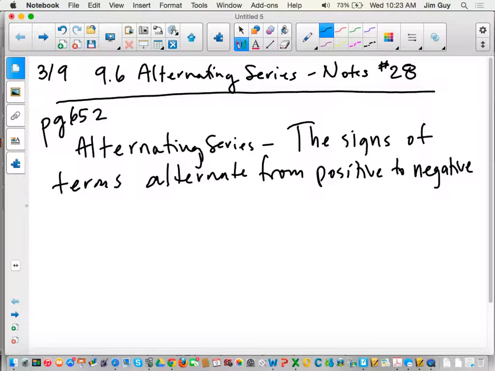Now, they could get a little fancy and go positive, positive, negative, negative, positive, positive, negative, negative. You're going to see that very rarely, maybe never, but that could also be considered alternating even though it's not every other one. How do you recognize it? Let's just use an example.